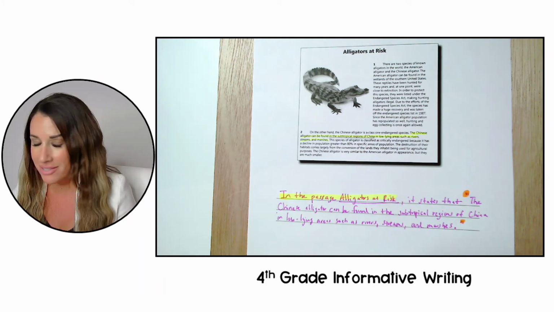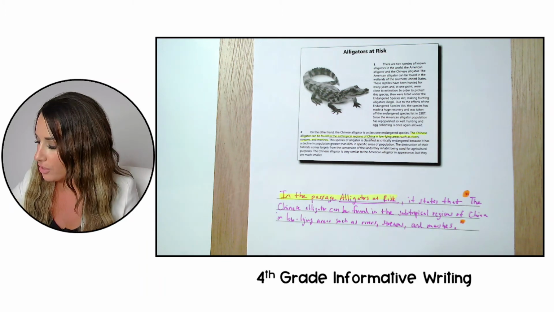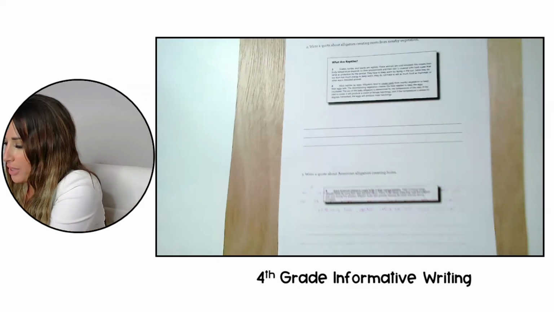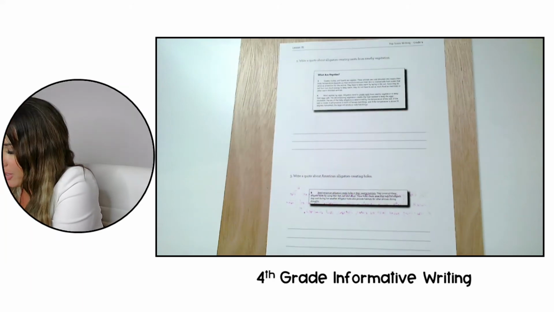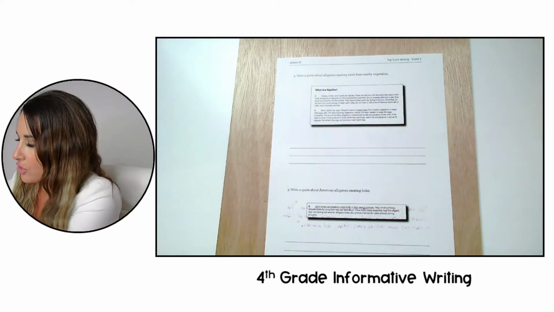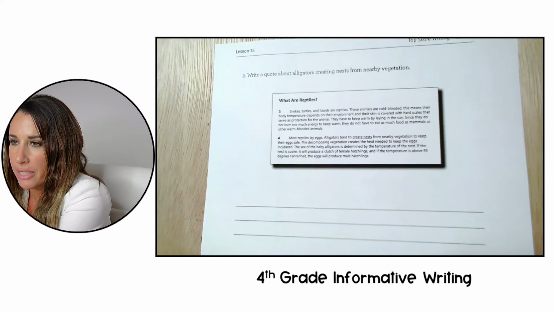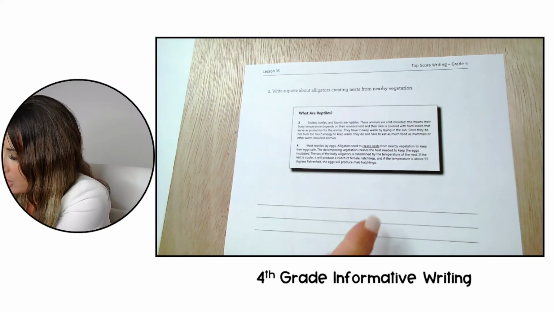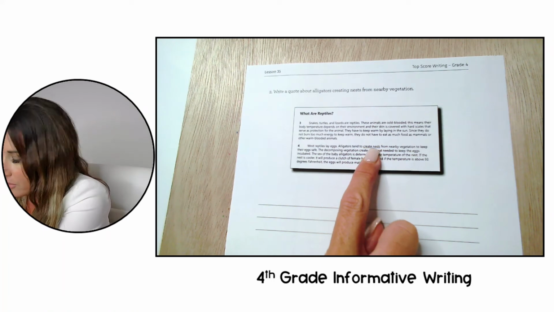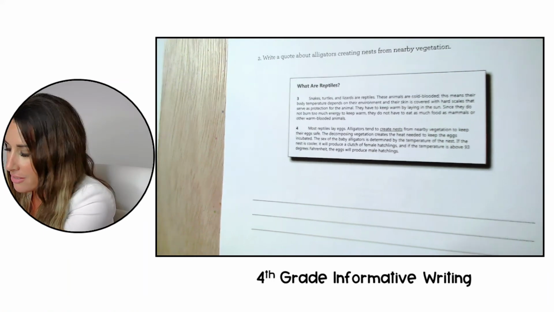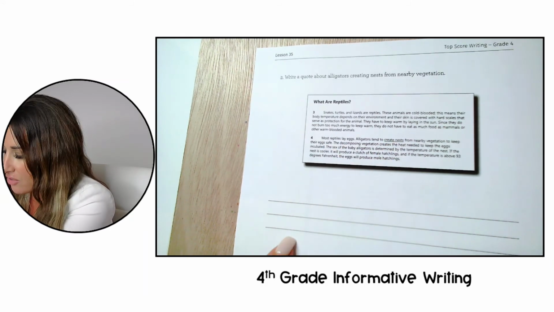We've gone over a couple examples. Now it is your turn. If you turn it over, you're going to see numbers 2 and 3. And they have the screenshot here. So for number 2, it says, write a quote about alligators creating nests from nearby vegetation. So you can go in, I've already underlined where the area is. So you can see exactly where it talks about them creating nests. And you're going to take that exact sentence and write a quote.